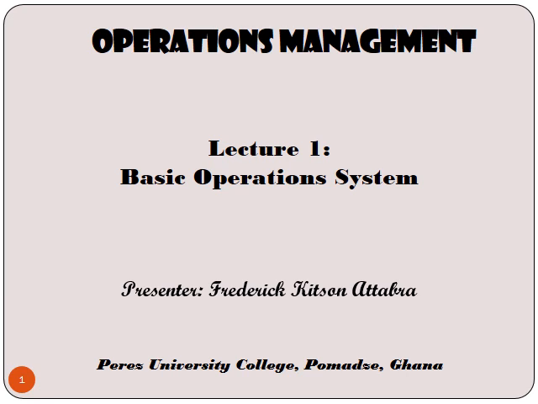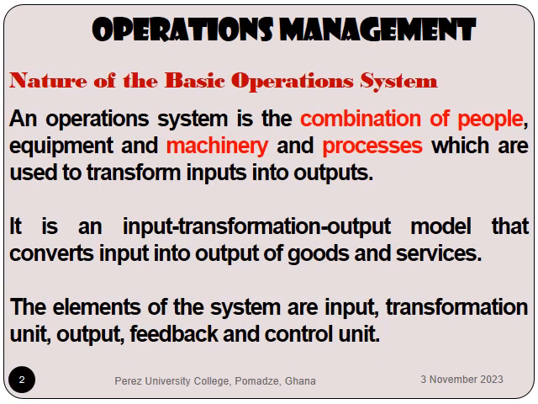Today we are discussing the basic operations system. In a system, several elements interact with each other to achieve a common goal. In an operations system, a combination of people, equipment, machinery, processes, among others, are brought together and they interact to convert input of resources into output of goods and services. An operation system is therefore an input transformation output model.